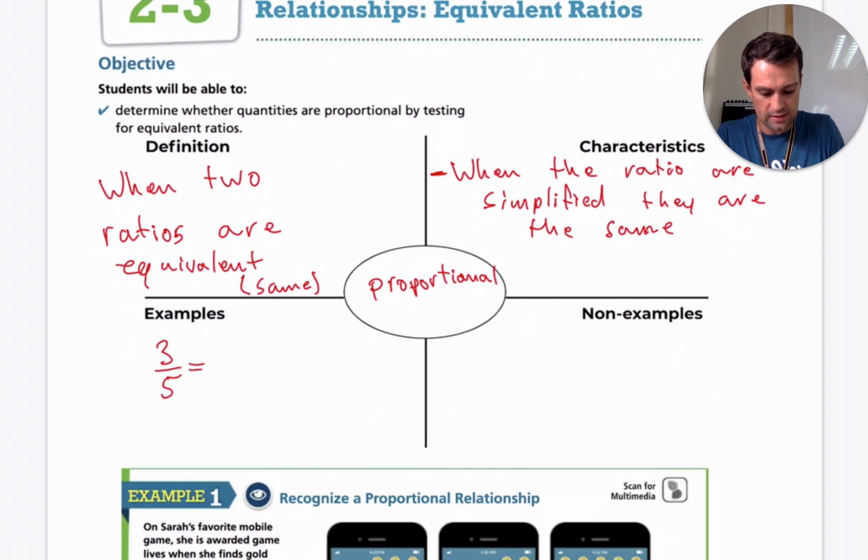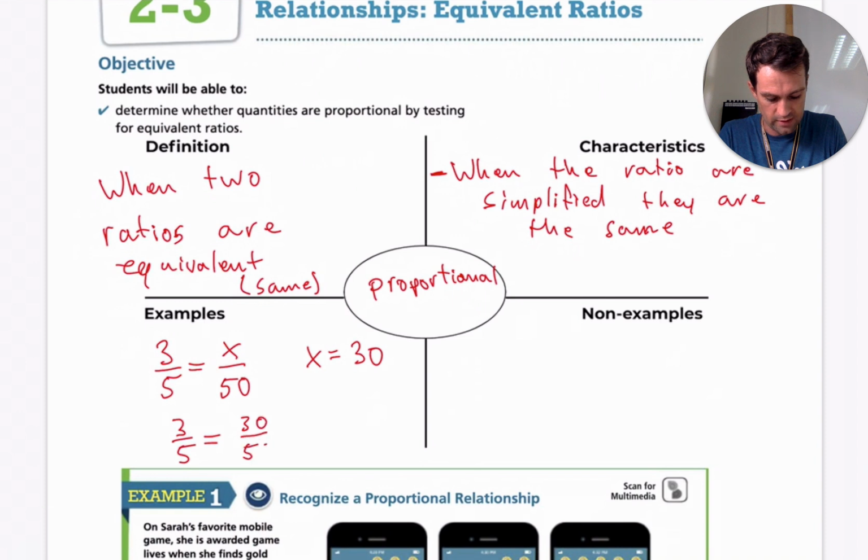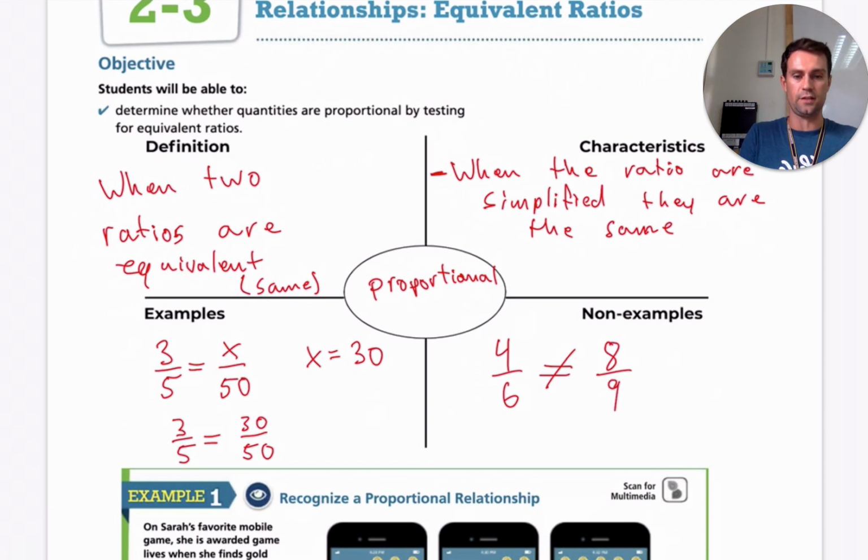3/5, that is equivalent to x over 50. Well, we could find out what x is. We know x would have to be equal to 30 for this to be equivalent. 3/5 is the same as 30/50. And we're going to look at strategies on how to solve for x later next week. Okay? A non-example would be 4/6 is not equal to 8/9. These are not equivalent, okay? So they are not proportional.